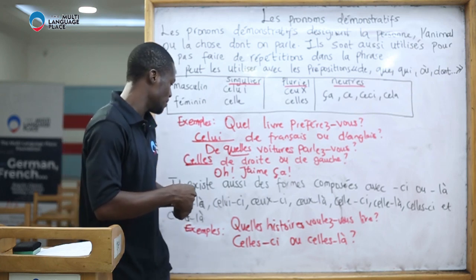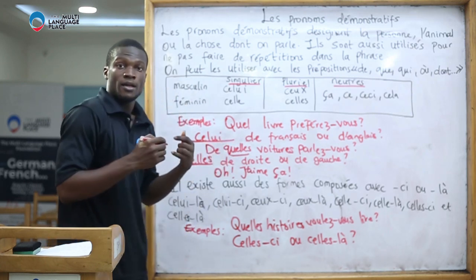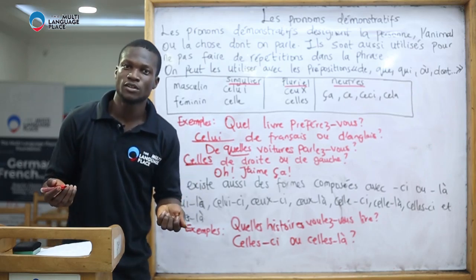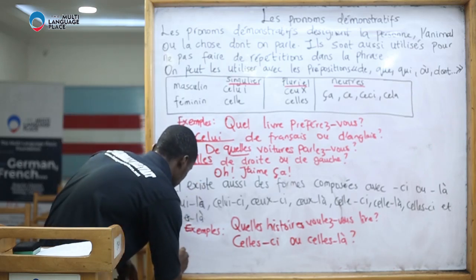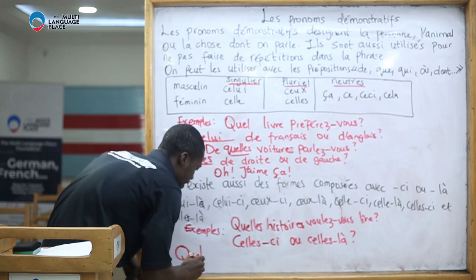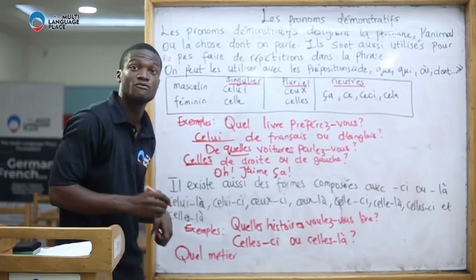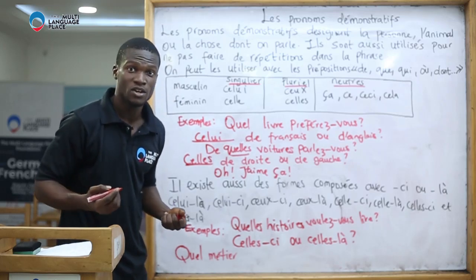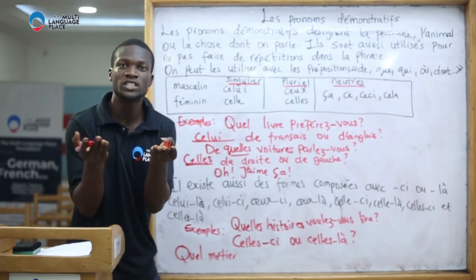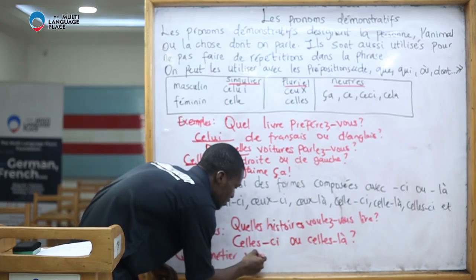Let's take another example. Pick any word, any random word. You can say, quel métier voulez-vous étudier? Which subject, which course do you want to study? Quel métier voulez-vous?